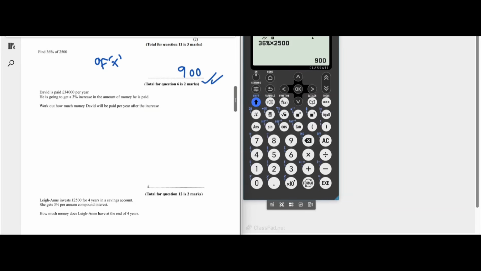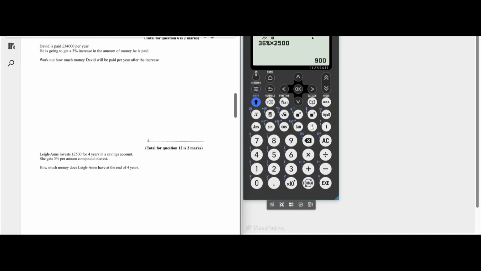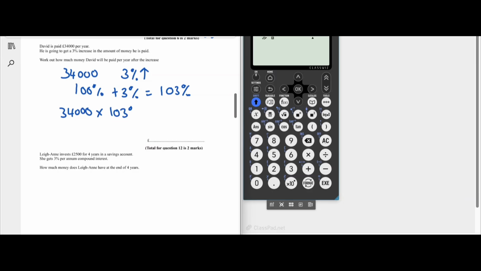Okay, next question. This is a percentage increase question, so you can still use the calculator, but you do need to do one bit of working out first. He earns 34,000 per year, and he's going to get a 3% increase. So all you need to do here is remember that your original amount that you start with is always 100%. Because we're increasing, we're adding on 3%. So we are finding 103% of 34,000. So we're going to do 34,000 times by 103%. Or 103% times by 34,000.